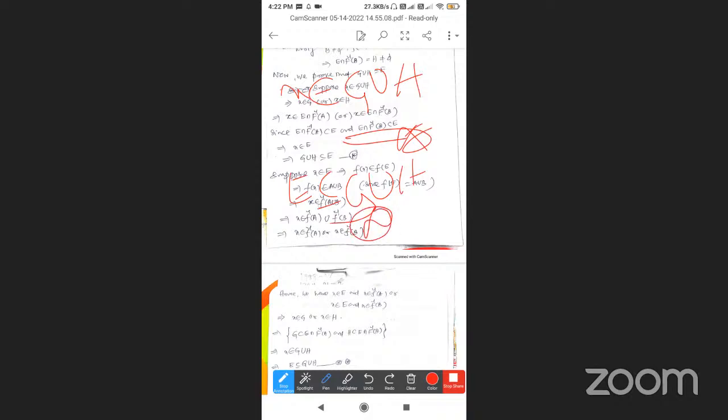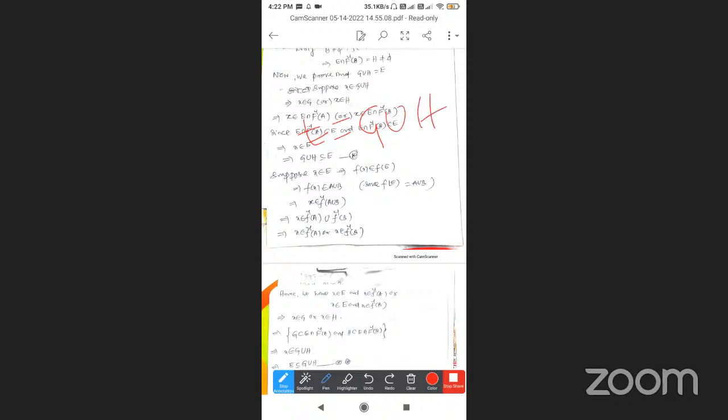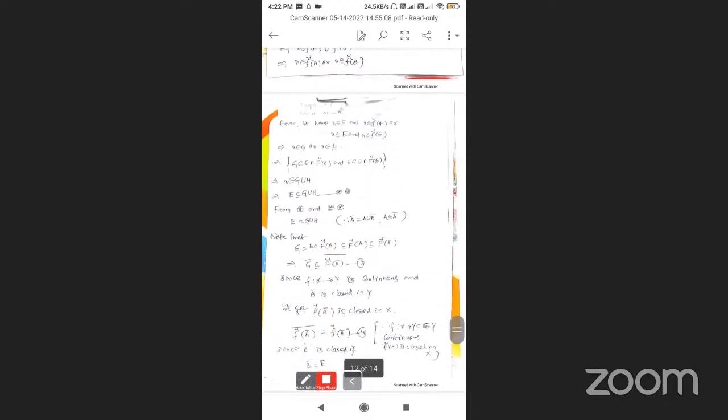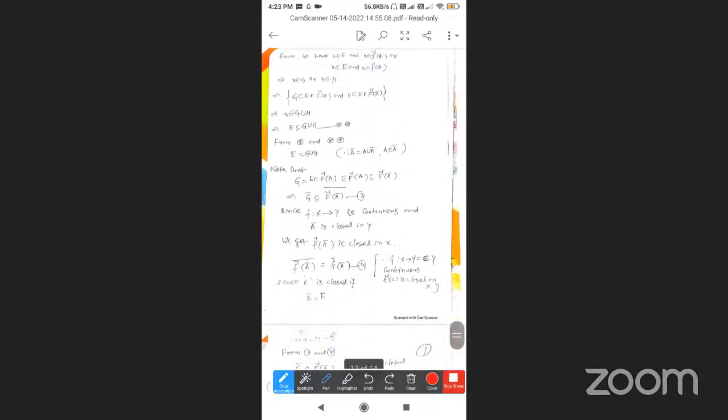So this is the double star equation. Star and double star equation, we got E is equal to G union H. What I am to prove is this, so the double star equation is completed. So star and double star equation we have to prove. So E is equal to G union H also.